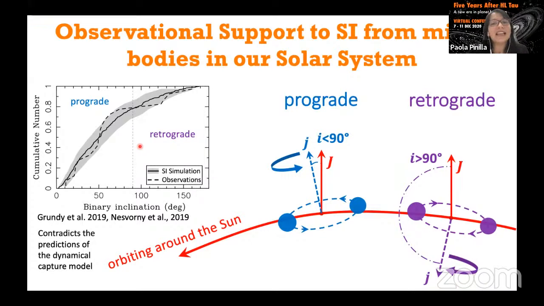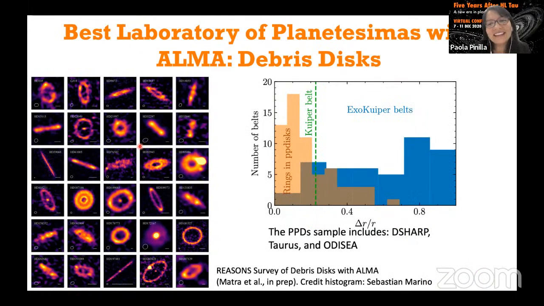Okay, the last couple of slides, and come back to ALMA and say that the best laboratory really to study planetesimals, sorry, my mistake, is debris disks. We already saw this beautiful collection of data from the recent survey led by Luca Matrà. From these observations, they can measure very well the width of the rings. We discussed that a bit too. And these debris disks seem to have rings that are much wider than the rings observed in protoplanetary disks. And you can see that in this histogram that Sebastian Marino shared with me.